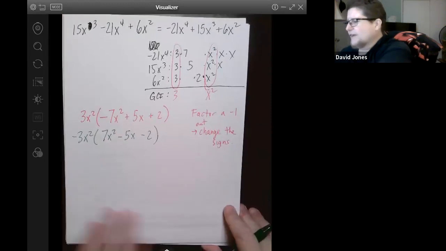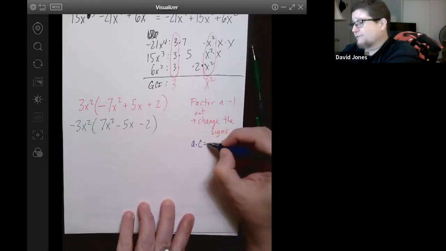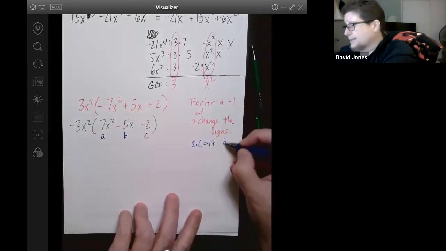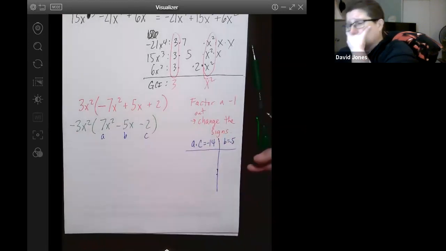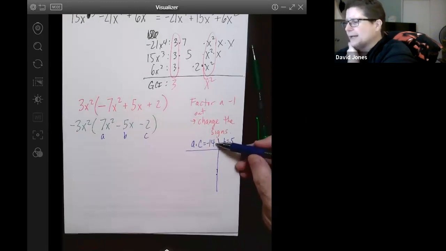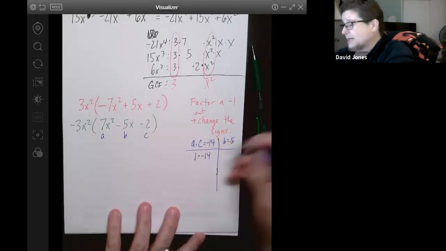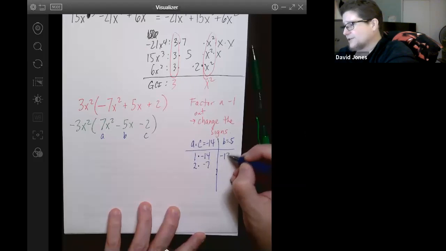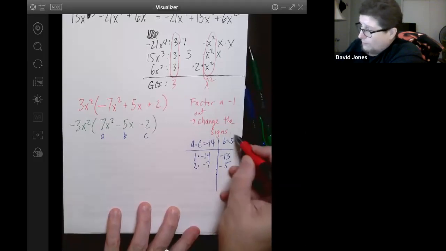Now I want to see if this factors further. Let's check it. A times C is -14. Then we got A, B, and C. B is -5. I've got two numbers that multiply to make a negative number. The bigger number has to be negative because B is negative. So 1 times -14, 2 times -7. This adds up to -13. This adds up to -5. Ooh. That's what I'm looking for, right? -5.